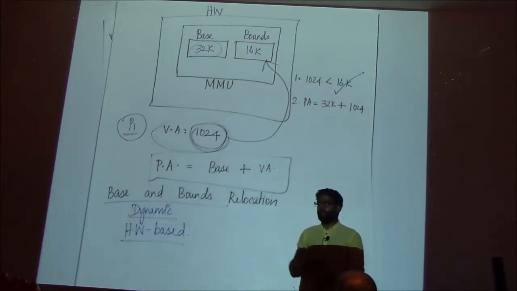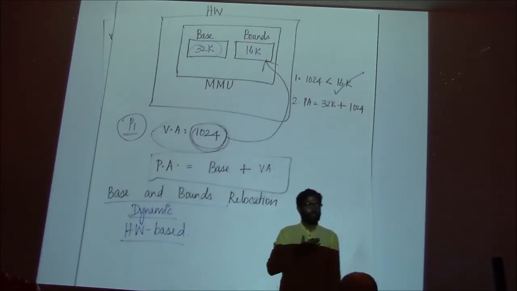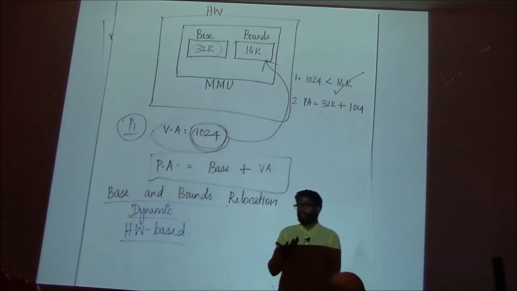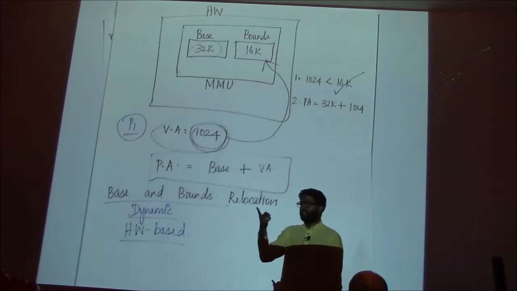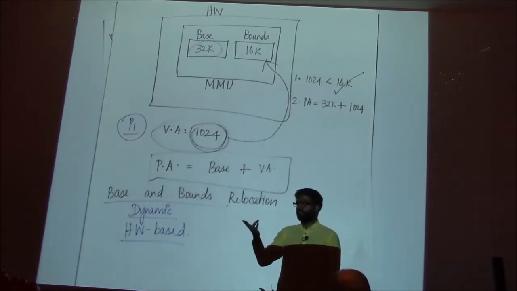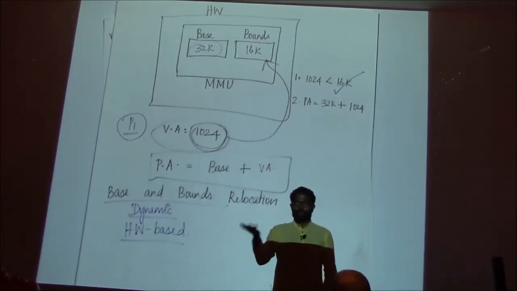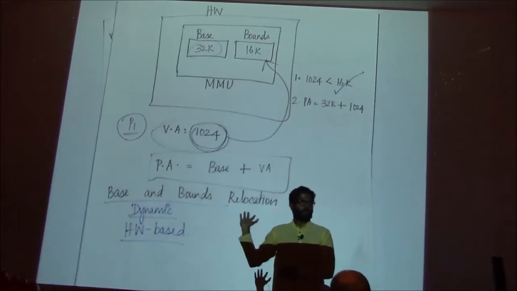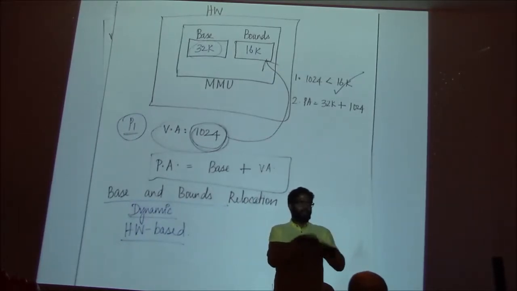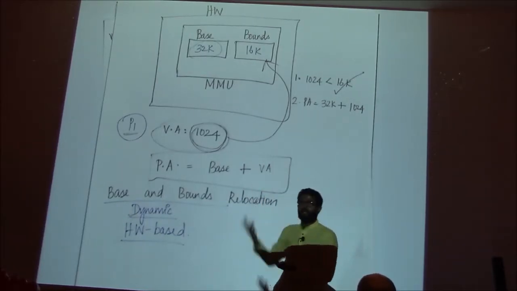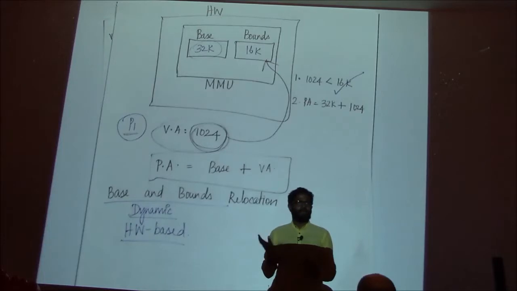Okay, but where will they be saved? Exactly. We just need to add two more fields in the process control block, the PCB, saying this is the base for this particular process and this is the bounds for this particular process. Whenever it is not running, it will be saved there. Whenever it is going to run, you just load it from the PCB and store it in these particular registers. Does this make sense?